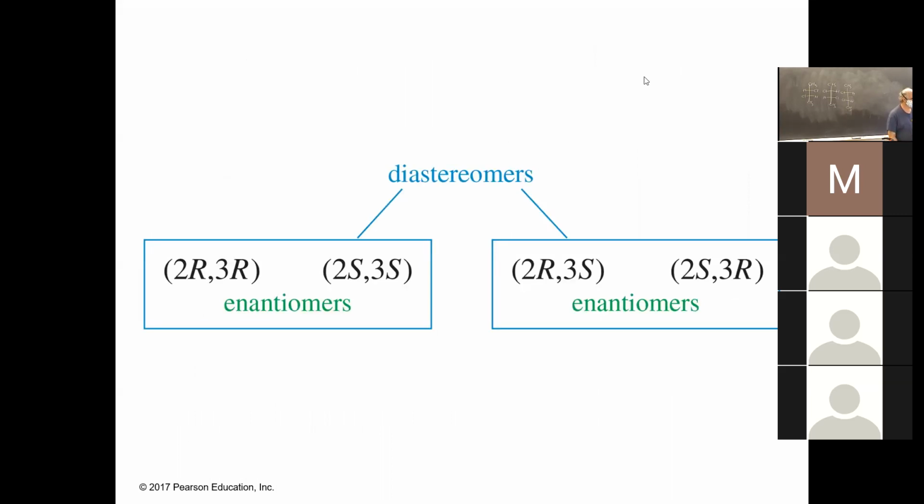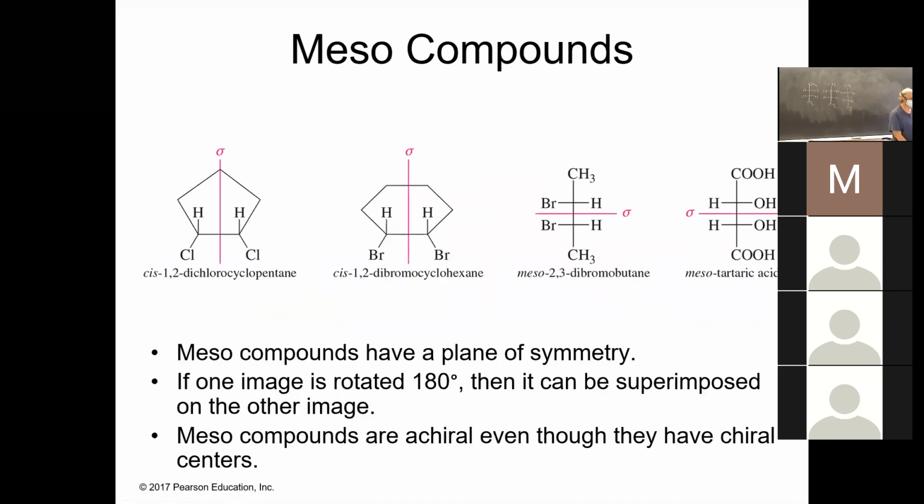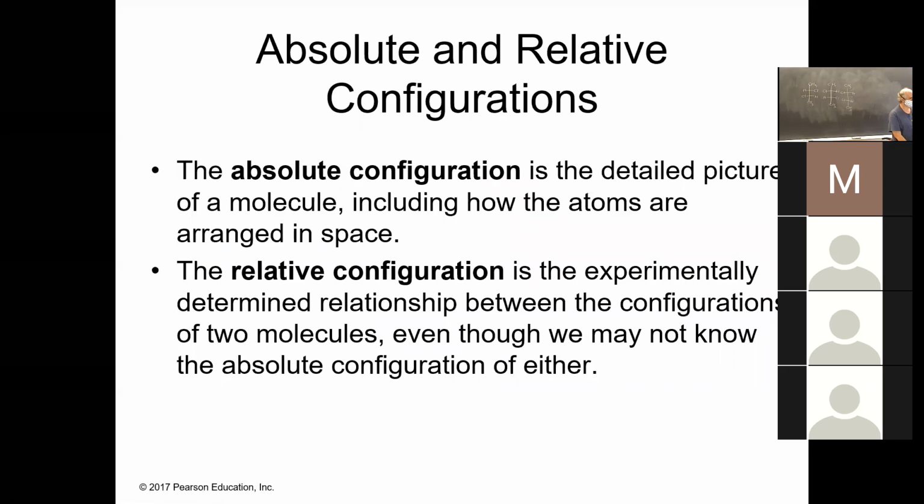Okay, so these are enantiomers, 2R, 3R. We invert both of these, 2S, 3S. The first and the third, first and the fourth are related as diastereomers. We invert some, but not all of the chiral centers. And then these are enantiomers of each other. Okay, meso compounds possess achirality because of the plane of symmetry.